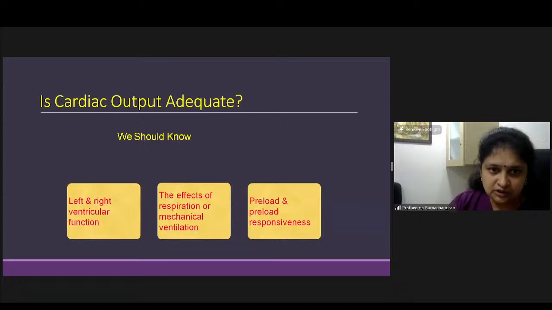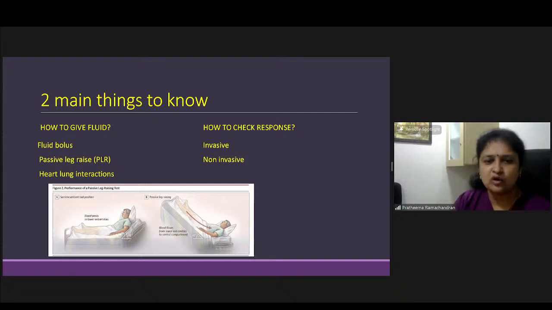So two main things: how to give fluid. Okay, we decide. Whatever it is, we always decide to give a small bolus, like 250 ml. It is not going to cause any deterioration. Okay, how do we give fluid? Is it going to be a literal fluid bolus? Sometimes it is. It can also be done with a passive leg raise.